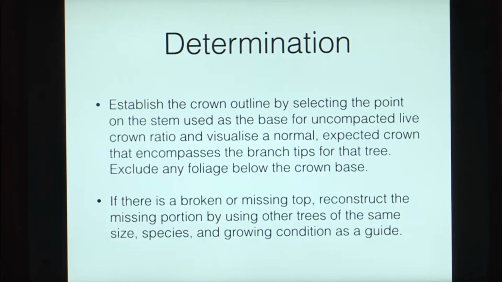If there is a broken or missing top, reconstruct the missing portion by using other trees of the same size, species and growing conditions as a guide. So, even if some parts are broken or missing, we are going to reconstruct them. So, first we figured out where the base would lie and then we reconstruct the whole of the top.